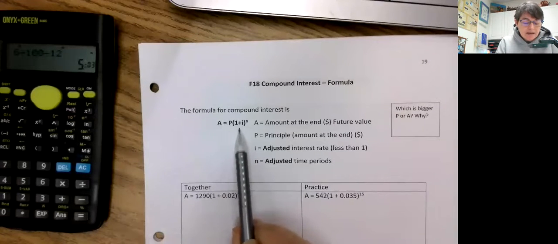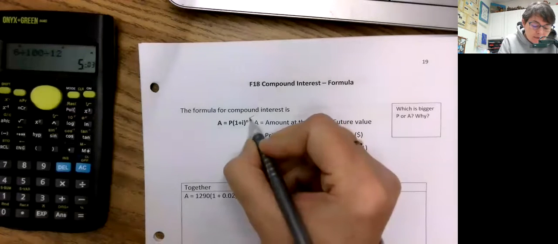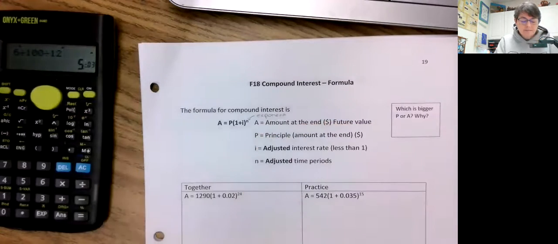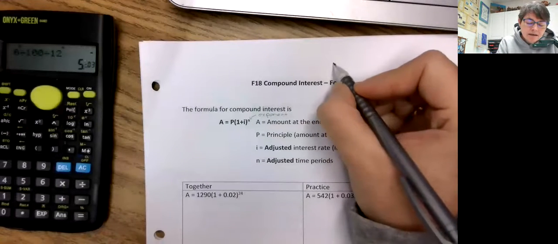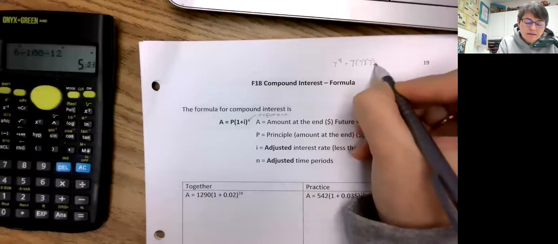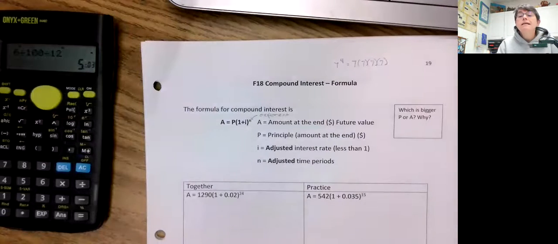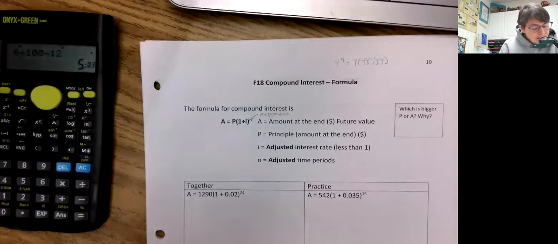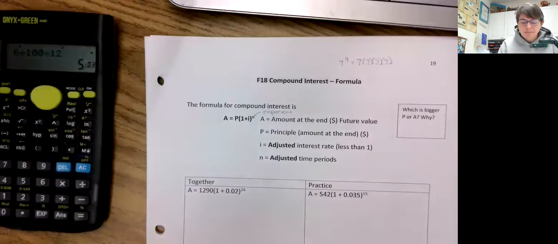A is equal to P bracket, 1 plus I, to the n. Now the n, remember, is called an exponent. If you had, say, 7 to the 4th, that's going to be 7 times 7 times 7 times 7. The exponent tells you how many times, and the base tells you what to write. I'm going to show you the button on your calculator so you don't have to write stuff out a whole bunch of times.